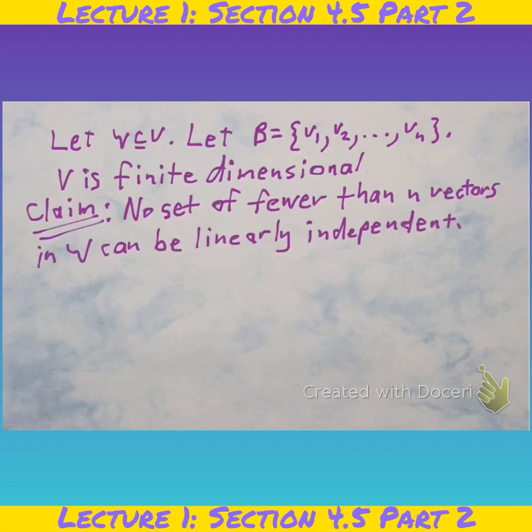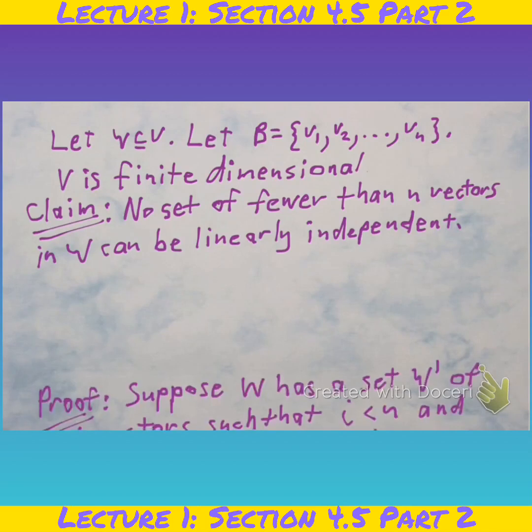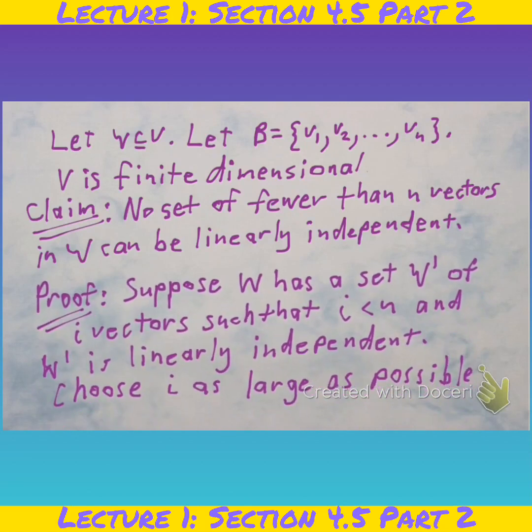Alright, so we claim the following: no set of fewer than n vectors in W can be linearly independent. Let's prove this. We start off by taking W and a set W prime of I vectors, such that I is strictly less than n, and W prime is linearly independent. So let's say we can find a set of fewer than n vectors that is linearly independent. And we make sure that we choose I as large as possible.